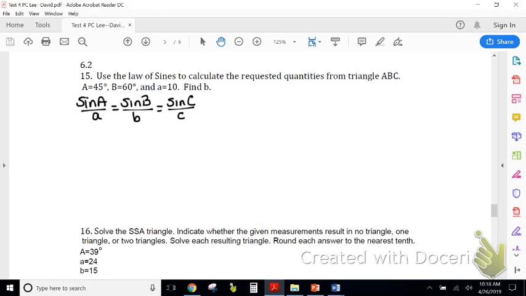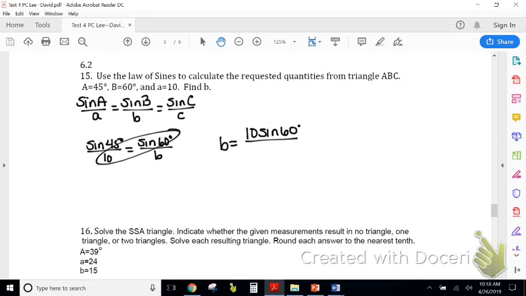So they gave us angle A and side A. So we know that sine of 45 degrees over 10 is going to equal sine of 60 degrees over, we're looking for side B. And so this is where we cross multiply and divide. So we know that side B is going to equal 10 times sine of 60.